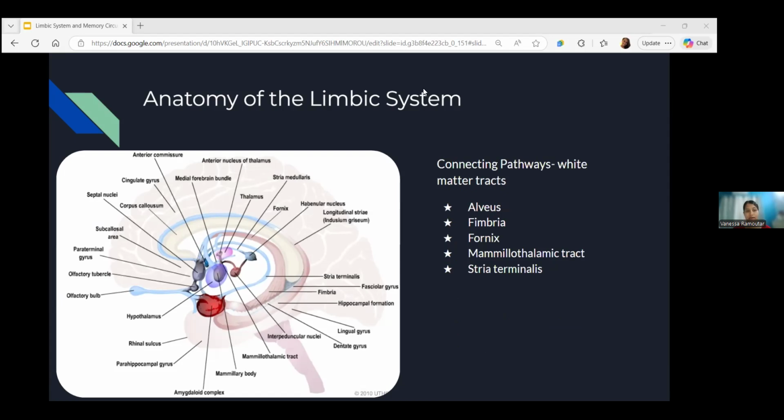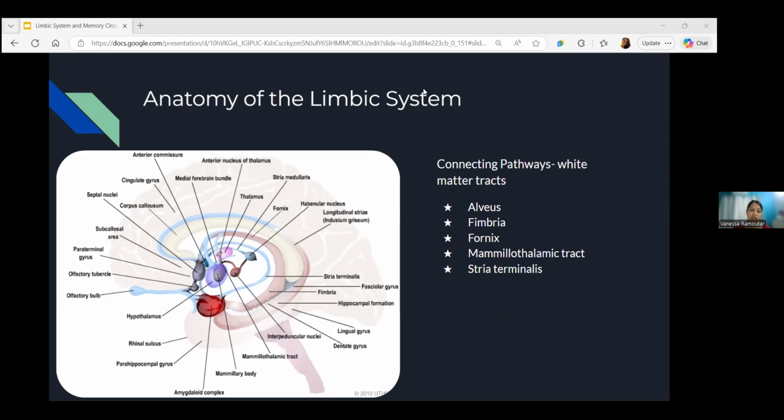These nuclei are connected to one another by connecting pathways. These include the alveus, the fimbria, the fornix, the mammillothalamic tract, and the stria terminalis. The major pathways are the fornix and the mammillothalamic tract.